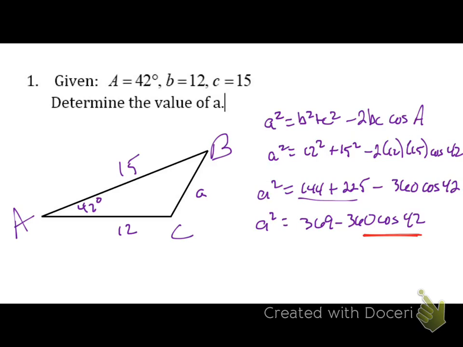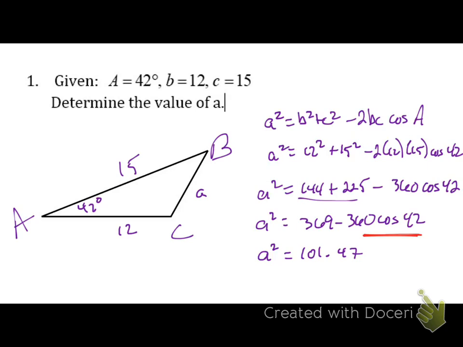Your graphing calculator or your scientific calculator, usually either one of those, will allow you to just type this in the way that you see it. So just type in 369 minus 360 times the cosine of 42 degrees. And if you type all that in and hit enter, you'll get 101.47, and the decimal goes on longer for that.